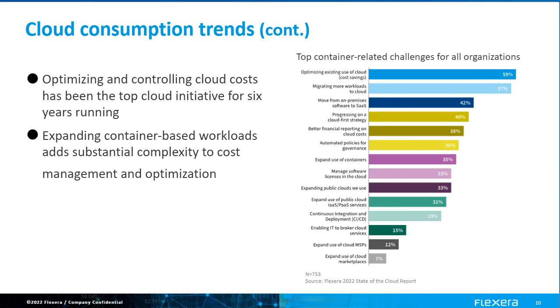Now, we ask folks as well about their challenges and initiatives around cloud consumption in general and containers as well. And optimizing and controlling costs has been the top cloud initiative 6 years running. You can see there on the right side of the screen, optimizing cloud, followed closely by migrating more workloads to the cloud. So we have folks that are putting more and more in, and as they do, they're worried about maintaining and optimizing those costs.